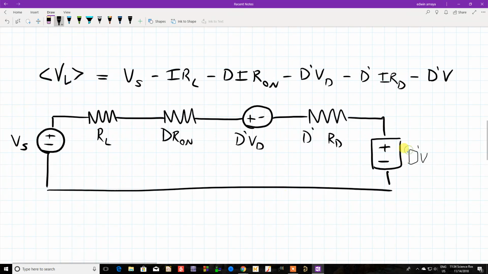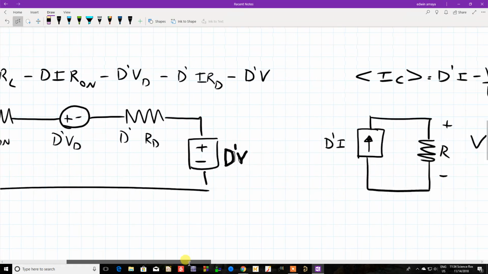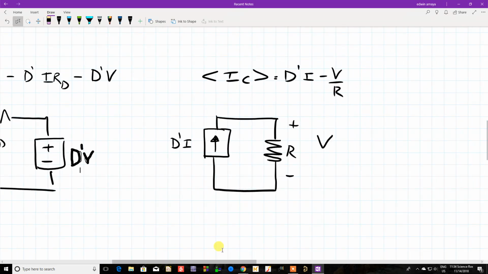Sorry, I'm drawing with my mouse now because I did this on the laptop. So that's the equivalent circuit that we have for this equation. Now we could do the same thing with the capacitor. The capacitor will have its equivalent circuit, which is nothing more than a current source, given by D prime of I, and then a resistor, which will have a voltage drop across it, and there's a current going through here.